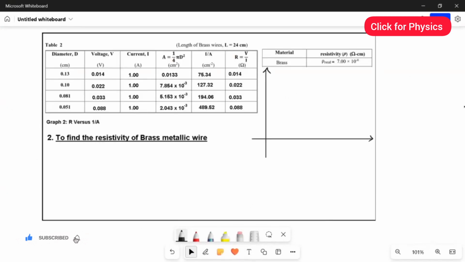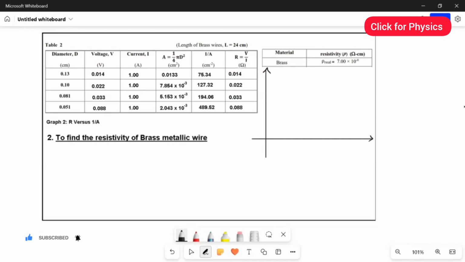So before that, we have to see what is given in the table. This table is for brass wire. In this table, we have to fix the length as constant and make the current constant. But this time we have to take 4 different brass wires of different diameter.